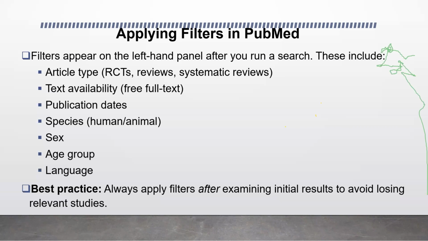Like for example, you may be searching for results for publications from maybe 2010 to 2025. So that is where you can apply those filters, and then you can limit by the species filters, where, maybe if you're interested in animal, clinical trials or human related publications, or you can limit by sex, age group, and language.